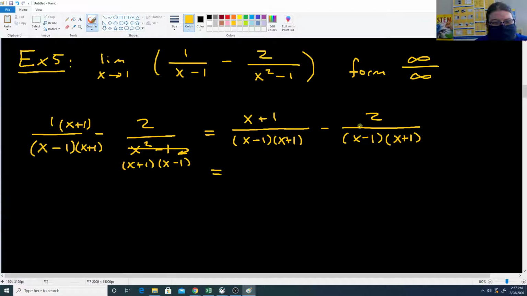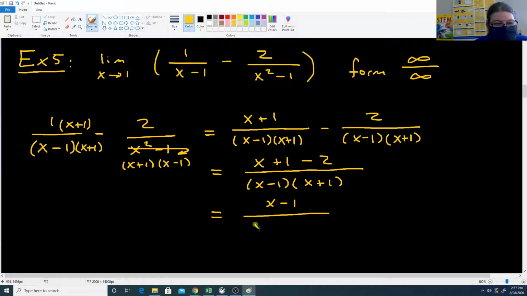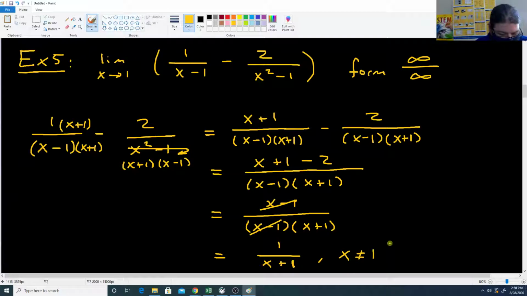So now that these have the same LCD, we can add them together and get x plus 1 minus 2, all that over x minus 1 times x plus 1. Plus 1 minus 2 is minus 1, so this is x minus 1, all that over x minus 1 times x plus 1. So the x minus 1s can cancel, and we're left with a 1 over an x plus 1. And since x minus 1 is 0 at x equals 1, this will hold as long as x wasn't equal to 1.